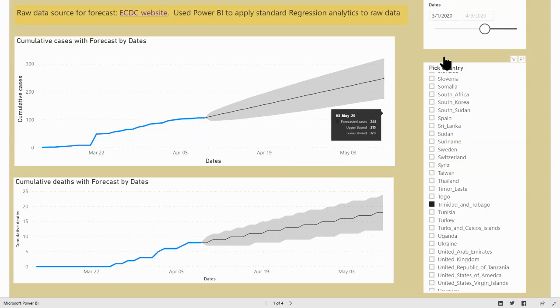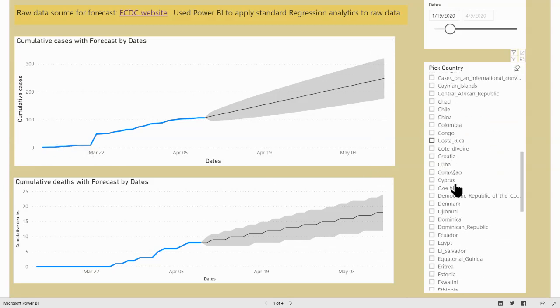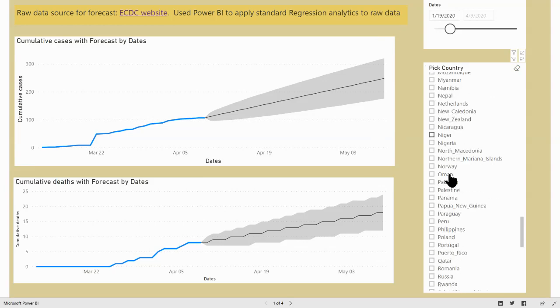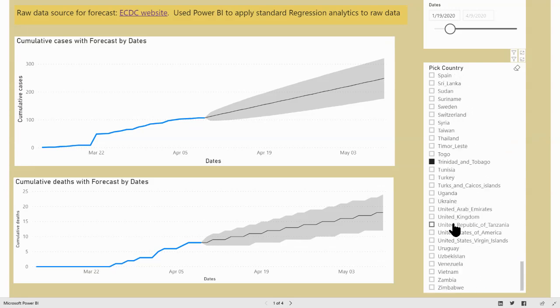If we want to look at the deaths, we could similarly do the same thing, but before I do that, what I want to show you is the dates bar at the top. If we drag this bar back, the time horizon will change. For Trinidad, it started March 13, but if I choose a country, like let's say I chose China, or maybe the US would be a good example.